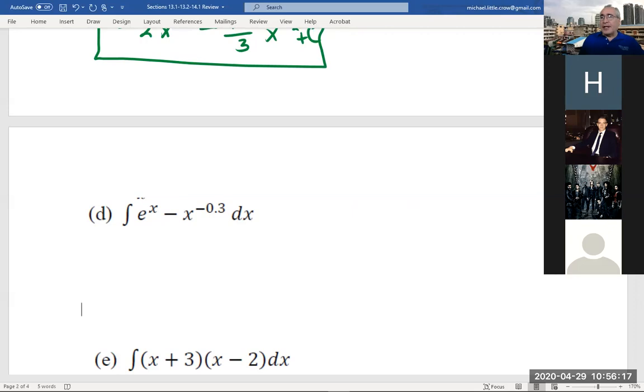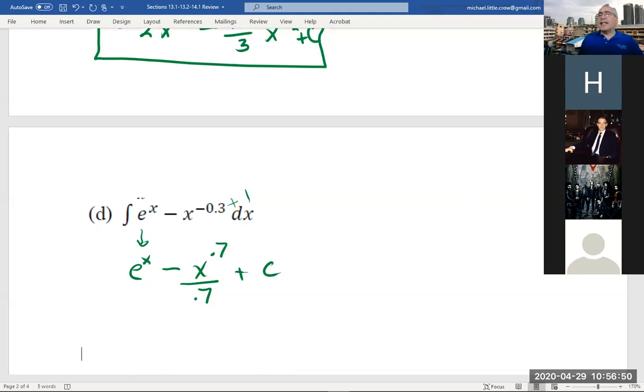So this one integrating, again, we've got two terms. So this first one just integrates into e to the x. This one, again, we're going to add 1 to that exponent and then divide by that new exponent. So it's minus 0.3 plus 1 will be positive 0.7. And then we're going to divide by 0.7 plus a constant. I'll try to keep on top of that.